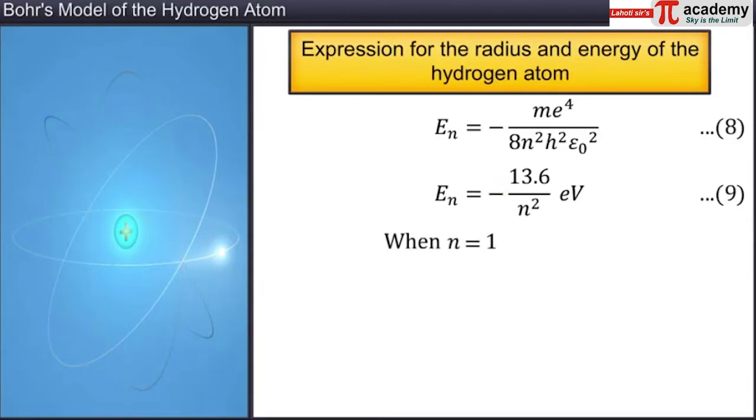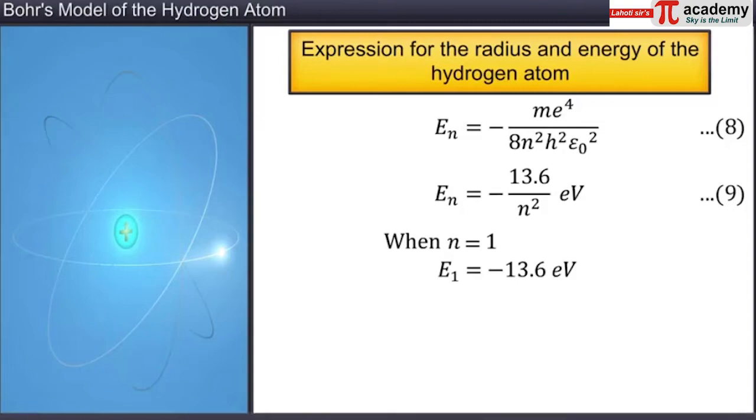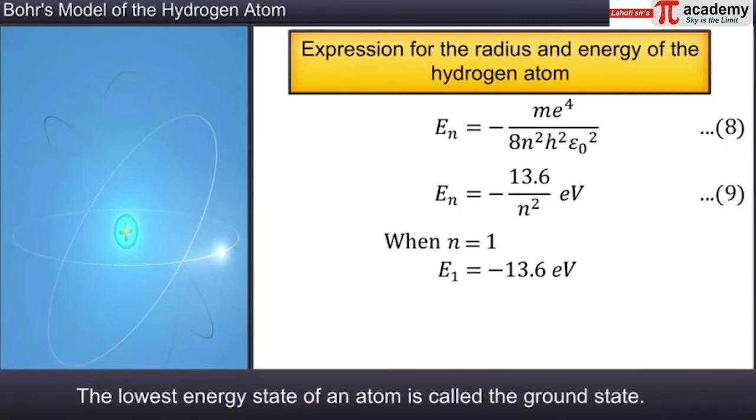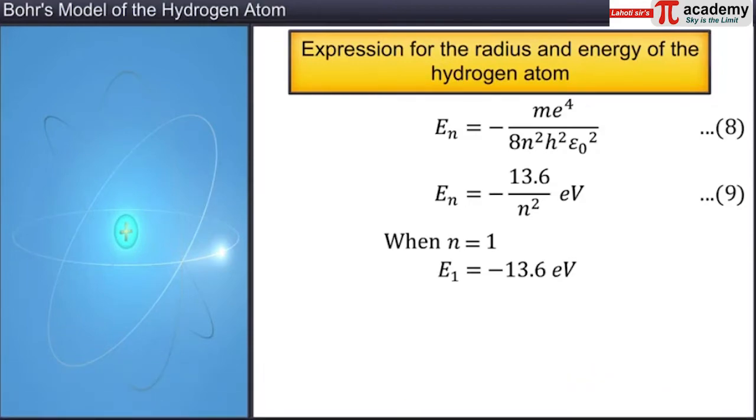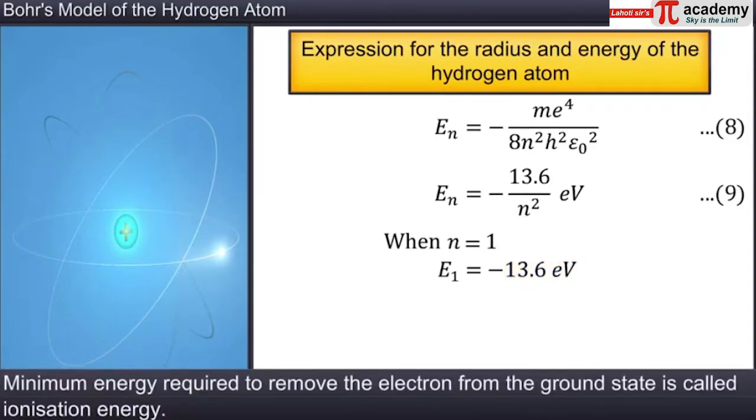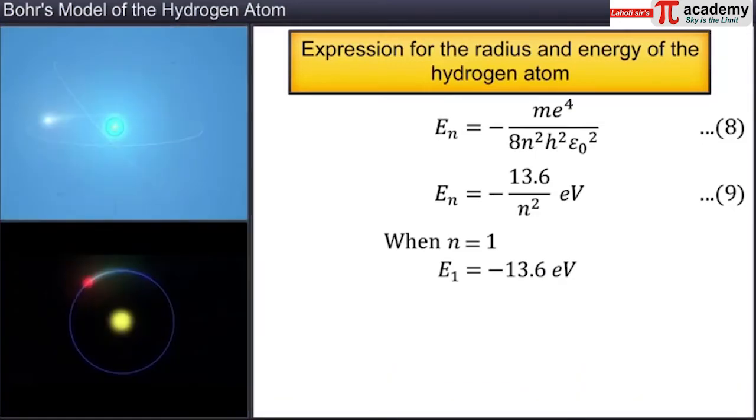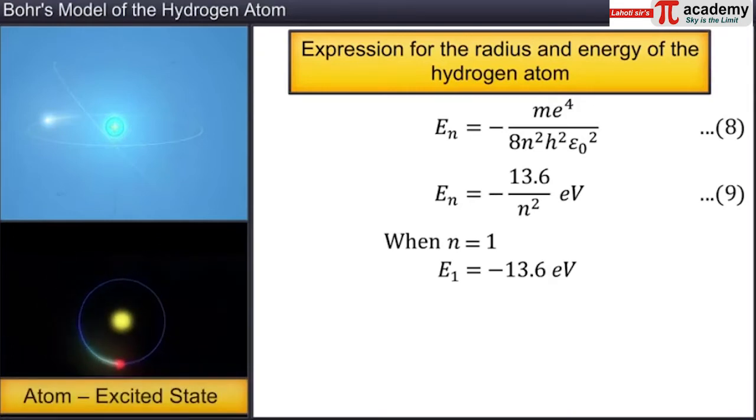Substituting n equal to 1 in equation 9, we get the energy of the first orbit, E1, is equal to minus 13.6 electron volts. This is the lowest energy state of the atom and is called the ground state. Thus, the minimum energy required to remove the electron from the ground state is 13.6 electron volts. This is called the ionization energy of hydrogen atom. When an electron gains enough energy to go to higher orbits, the atom is said to be in an excited state.